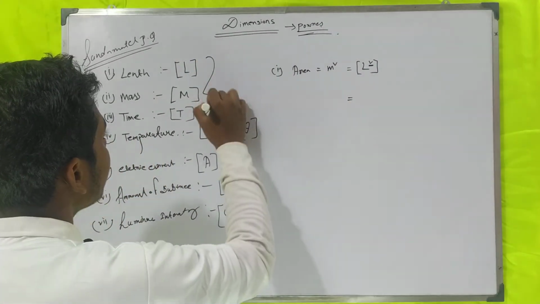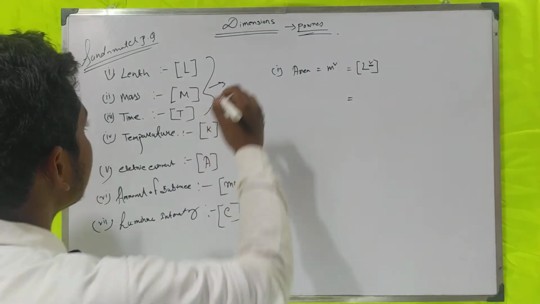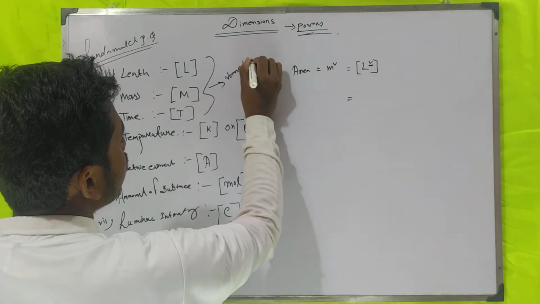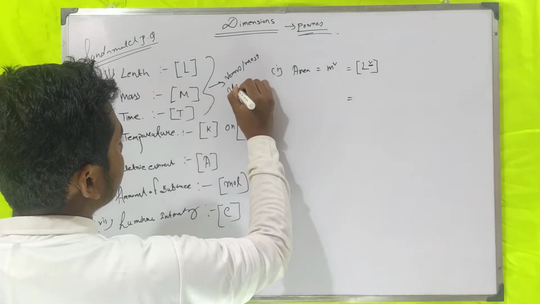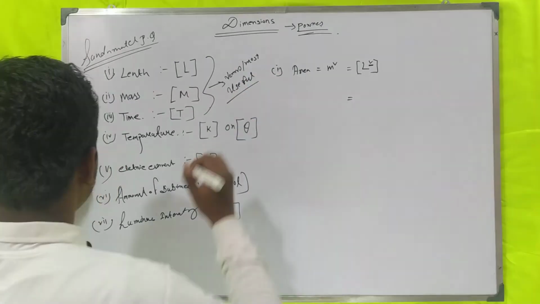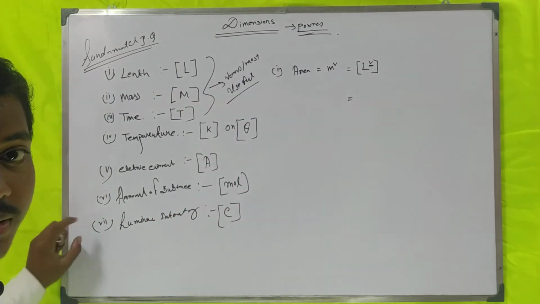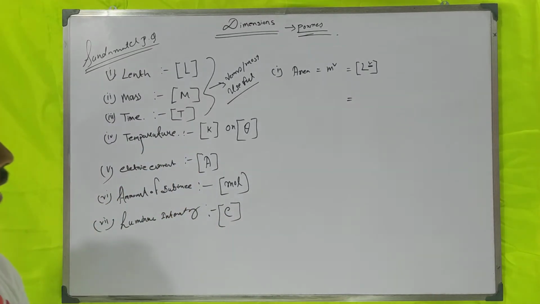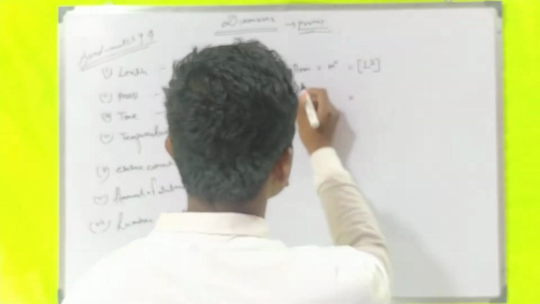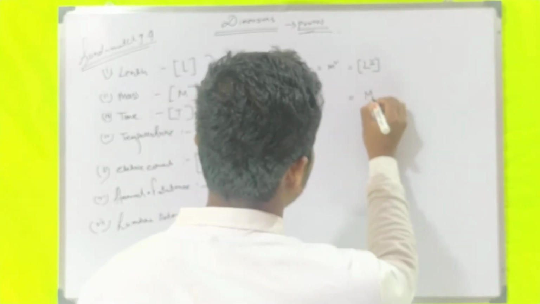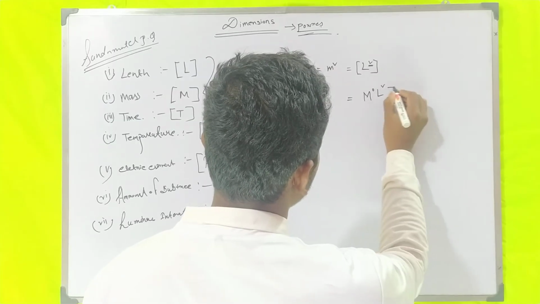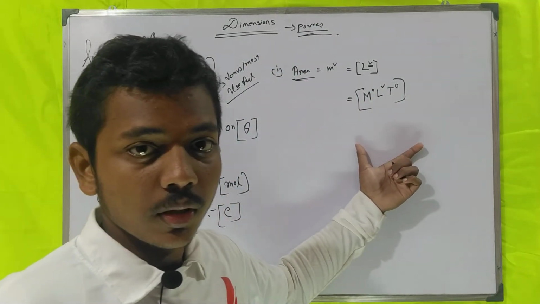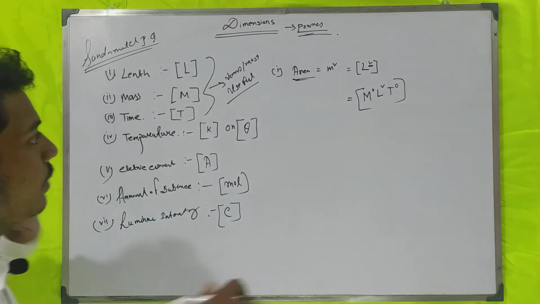These 3 dimensions, length, mass, and time, will be very useful. The other 4 quantities we will not use in this video; we will use them in the next video. So area is M0 L2 T0. That is the dimension of area according to the basis of mass, length, and time.